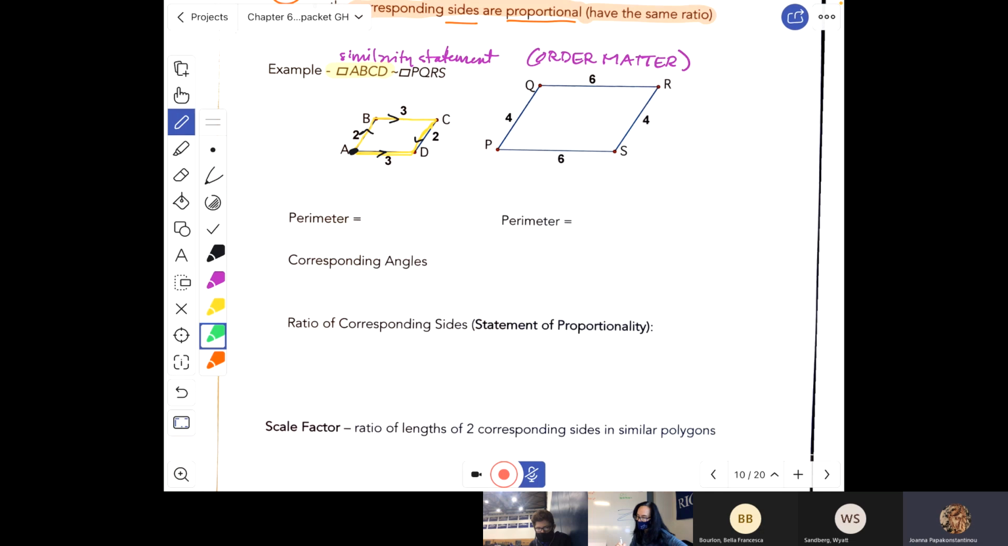For the second quadrilateral, the same shape polygon, PQRS, since these two are similar, that means I am starting here and I'm going in the same order.